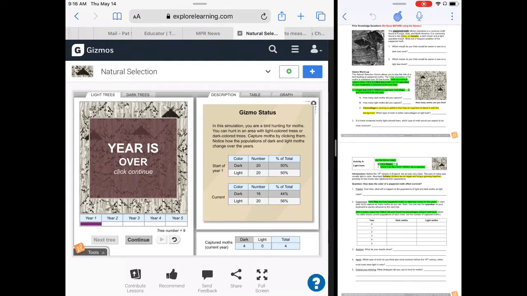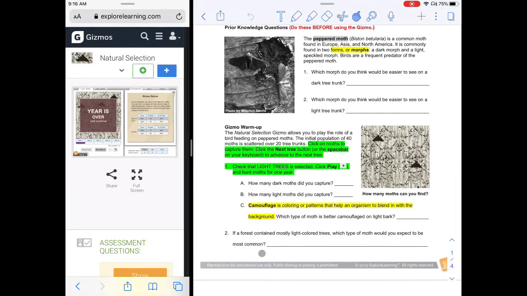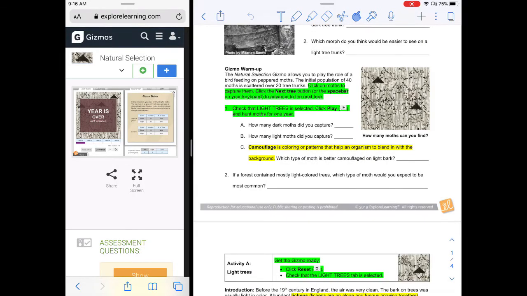So if I slide back over to the worksheet here, how many dark moths did you capture? How many light moths did you capture? So I would write in 4 and 0. Now maybe your numbers will be different than that.